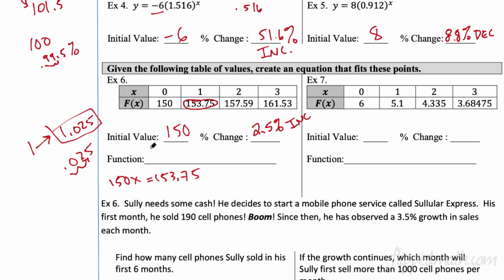If we want to write the function, then we start with the initial value, which is 150. Our multiplier, which is 1.025. And we raise that up because it's exponential. All right, pause the video, try the next one by yourself. Go.